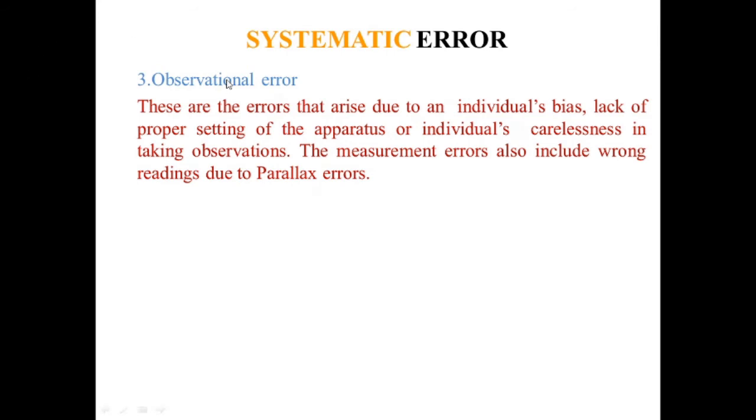And the third systematic error is the observational error. These are the errors that arise due to an individual bias, lack of proper setting of the apparatus, or individual carelessness in taking observations. So the measurement errors also include wrong reading due to parallax errors. This is while observing by the observer while taking the measurements. During that time, if he is making any mistakes, then we call it the observational error. One of the examples is parallax error.